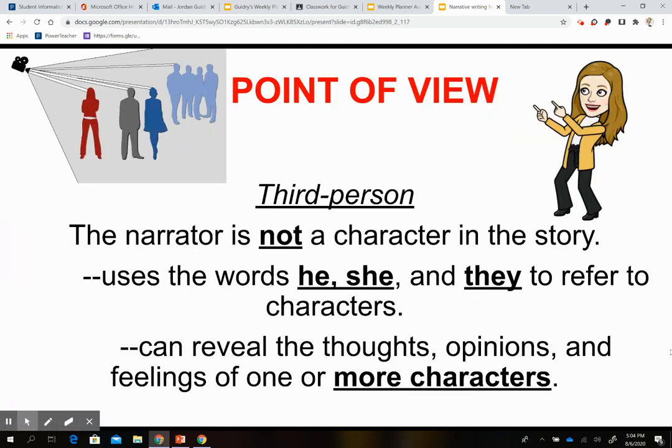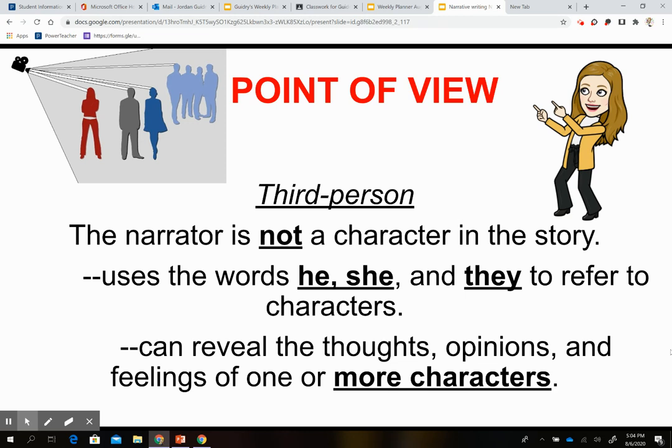Our next point of view is third person. And for third person, the narrator is not a character in the story. The narrator uses words like he, she, and they to refer to characters and can reveal the thoughts, opinions, and feelings of more than one character. There are three types of third person points of view.